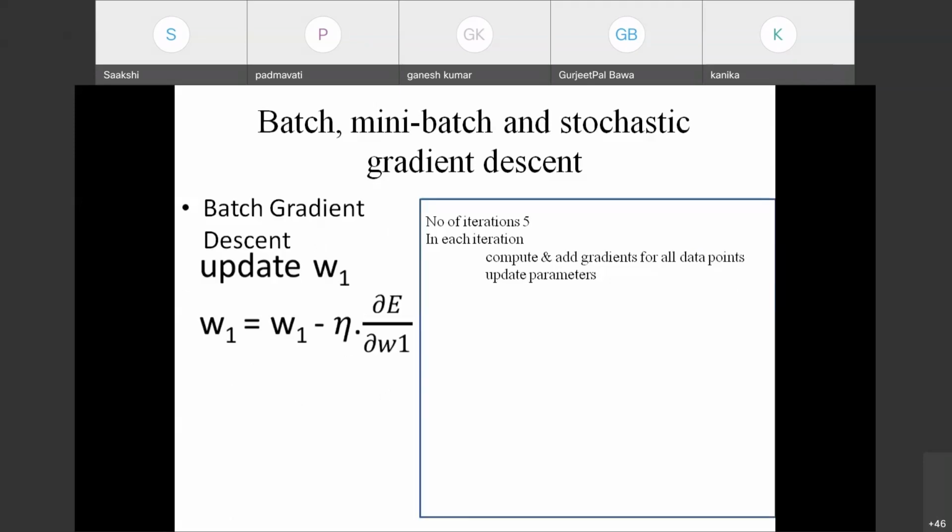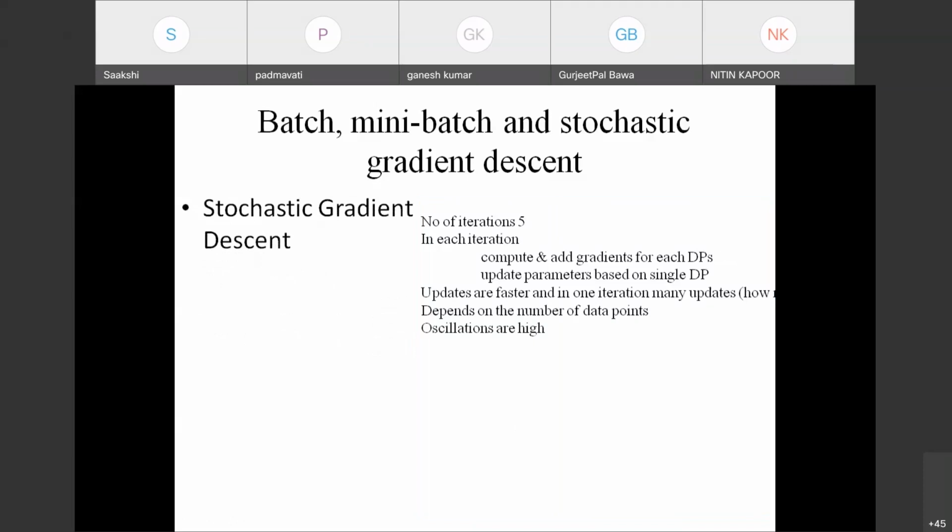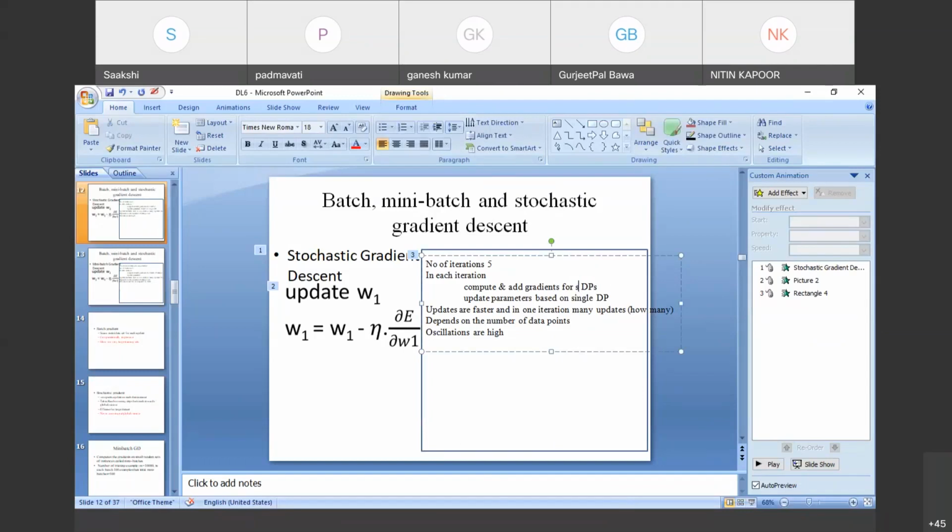Before moving on, the only drawback with respect to batch gradient descent is that we are doing only a single update after scanning so many sample data points. Correct? I need to scan the entire data and only later do a single update. Whereas in stochastic gradient descent, in each iteration, I compute the gradient for a single data point.